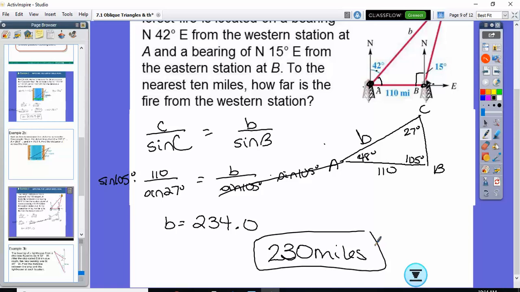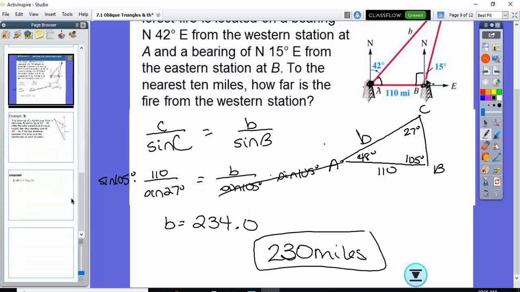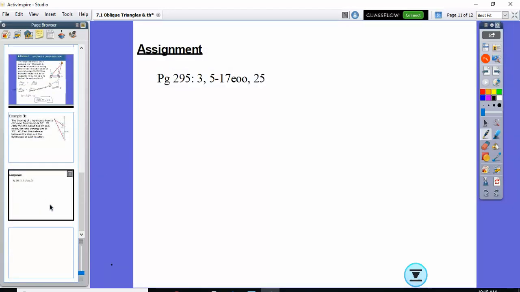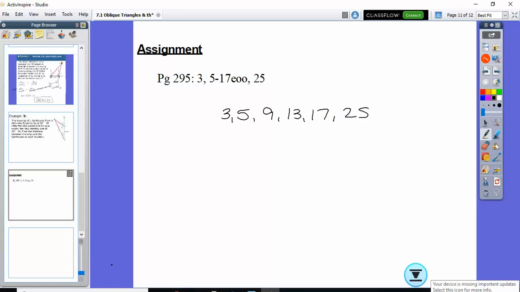We have about 20 minutes left, and this is all I have for you today. So your homework, I did give you odds so you can check, make sure you're getting them right, but please have work to support your answer. So 3, 5 through 17, every other odd. And 25. So it's only 6 problems. And you have the rest of the hour to work.